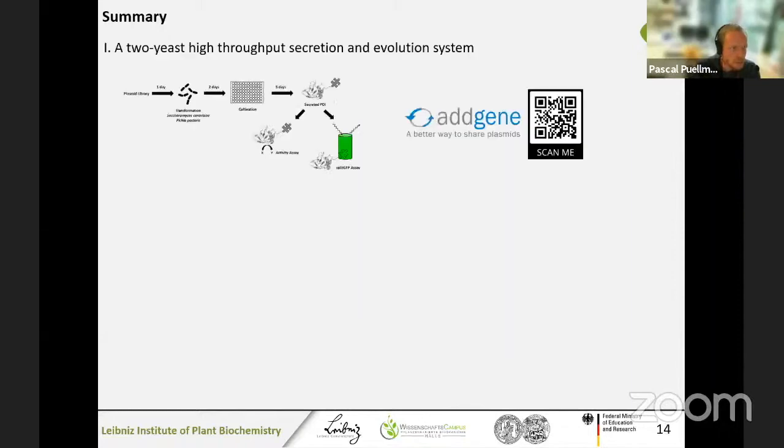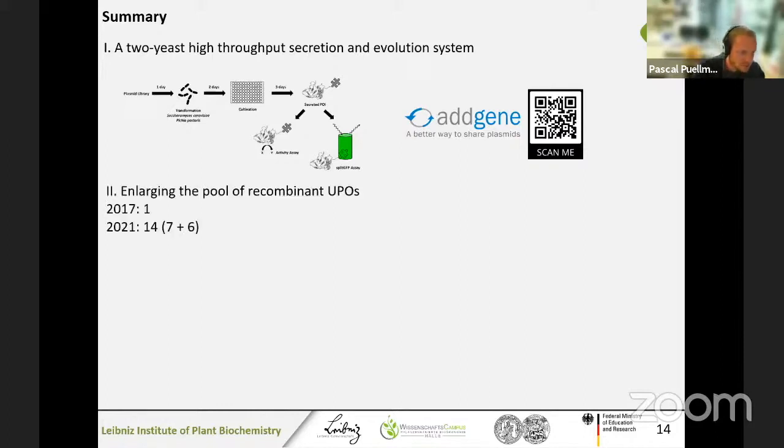To sum it up, I hope I could convince you that we were able to build a high throughput secretion and evolution system in yeast. And we shared this system with all of you through AddGene. And of course, using the system, we achieved our primary goal to enlarge the pool of recombinant UPOs. So back in 2017, I mentioned that 1, and now we actually have 14 reported. So 7 of us, and also a lot of other groups are starting to work on UPOs. So there have been also other UPOs reported there.